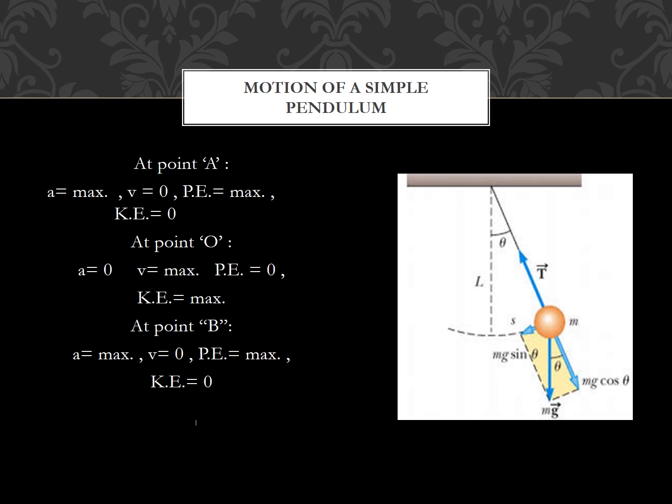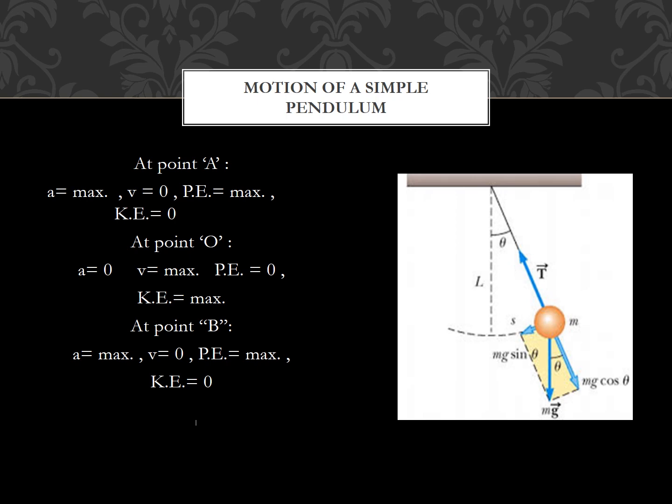At point A, its acceleration is maximum because its distance is maximum from the mean position. Its velocity is 0 because the bob is at rest, so its kinetic energy is also 0. Its potential energy is maximum because its height is maximum from the surface of the earth.